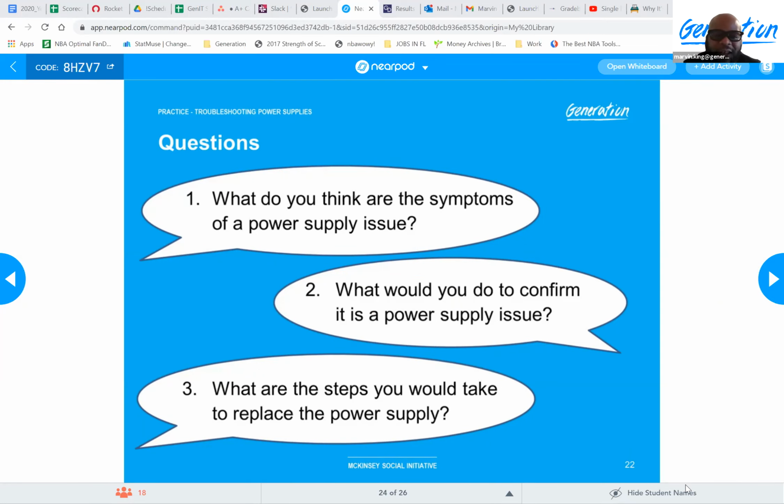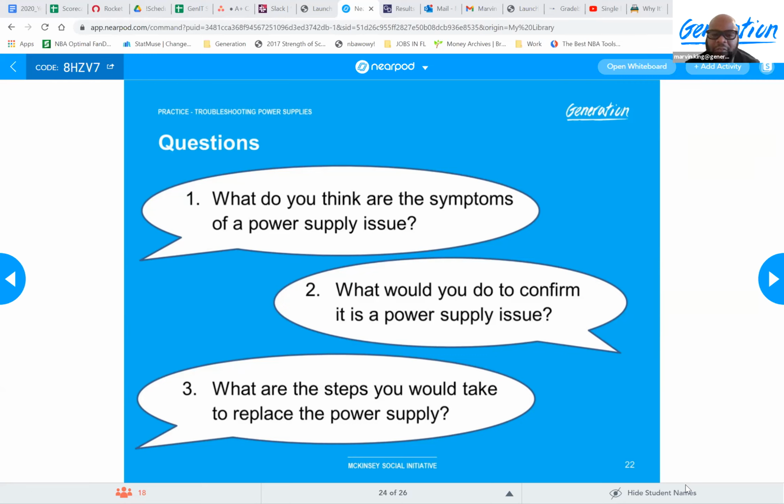If not, I want you to read that first question and answer it if possible. What do you think are the symptoms of a power supply issue? So what do you think will be causing the power supply to have issues? If it's not connected or if the wire's wrong or something. Somebody jump in and assist Mr. Lukeman.